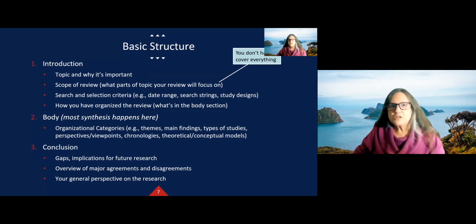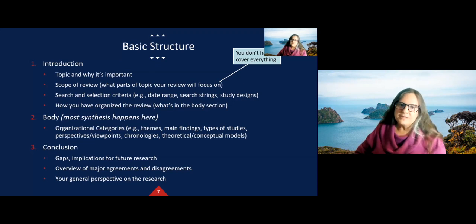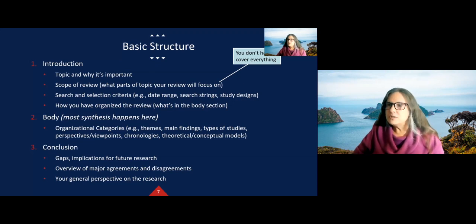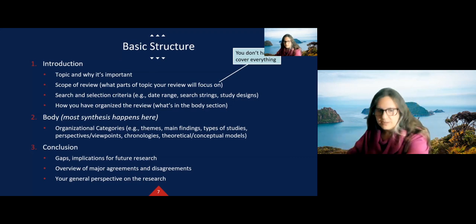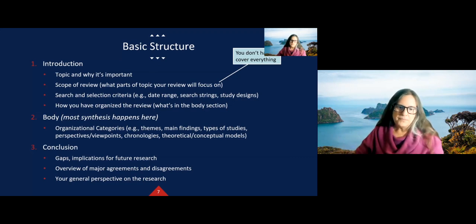Implications for future research might be at the end of a literature review, might also be in your conclusion. Often it depends on which implications you're talking about. If it's talking about your own study's implications, that would often come at the end of your own dissertation or article. You might give an overview of some of the major areas where researchers seem to agree and also disagree.